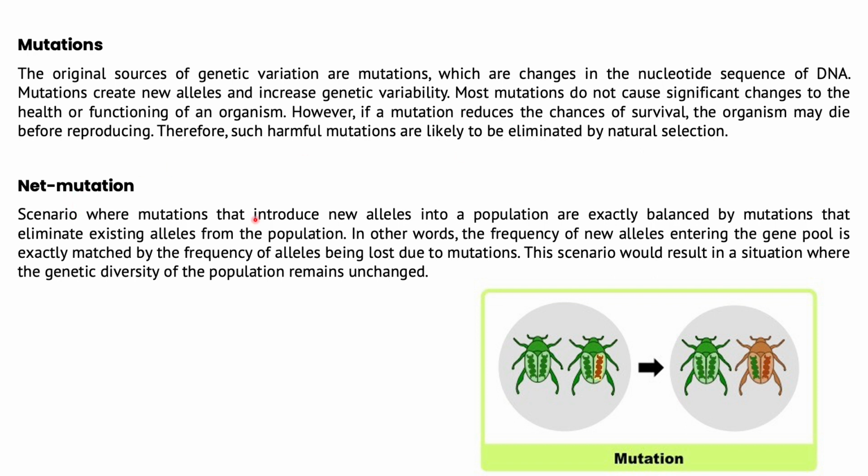So, a scenario where mutations that introduce new alleles into a population are exactly balanced by the mutations that eliminate existing alleles from the population is called net mutation. In other words, the frequency of new alleles entering the gene pool is exactly matched by the frequency of alleles being lost due to mutations. This scenario would result in a situation where the genetic diversity of the population remains unchanged. So, while mutations are necessary to maintain genetic diversity in a population, mutations that nullify each other's effect serve no purpose in maintaining the stability of a gene pool and in the organism's survival over generations.